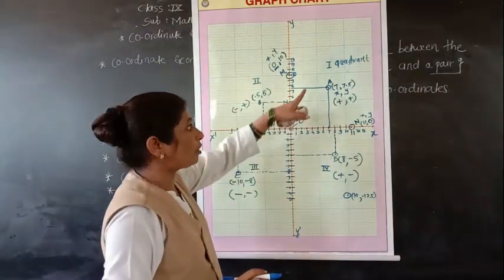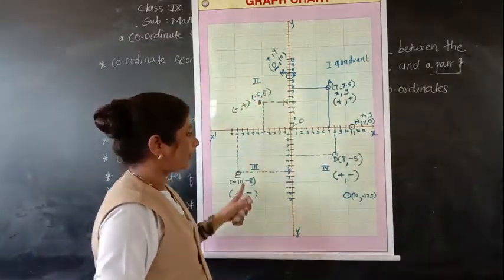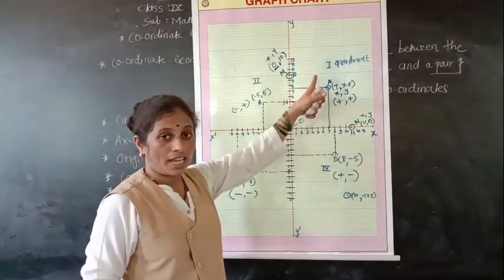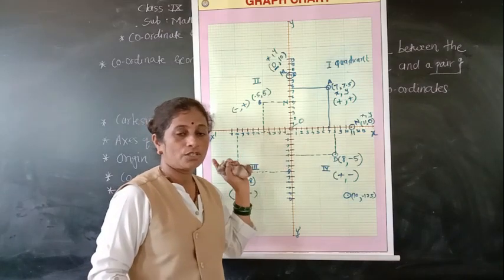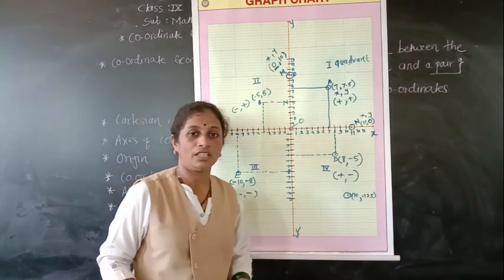Understood? So we have also learned about the coordinates, first, second, third, fourth quadrants, and which type of sign is in each quadrant. Understood? So the next part of this topic we will see in the next period.